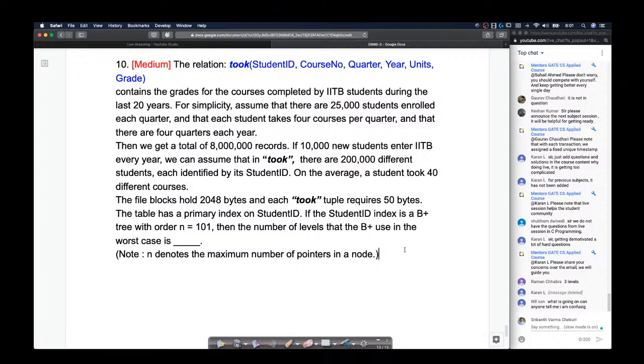Again, any of your registered students who are getting a little demotivated, please reach out to us. We'll certainly help you. But you can't skip practice. Don't expect to get a good GATE rank without putting in the effort. That's not going to happen unless you're a genius.